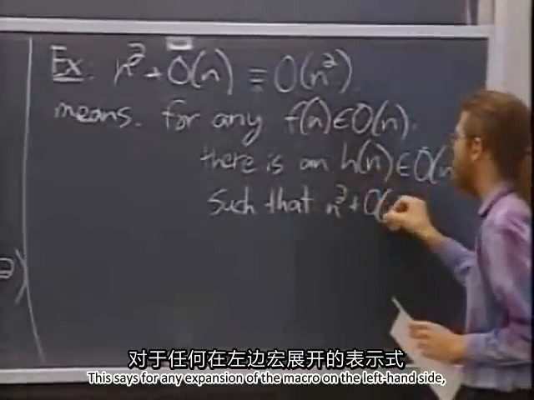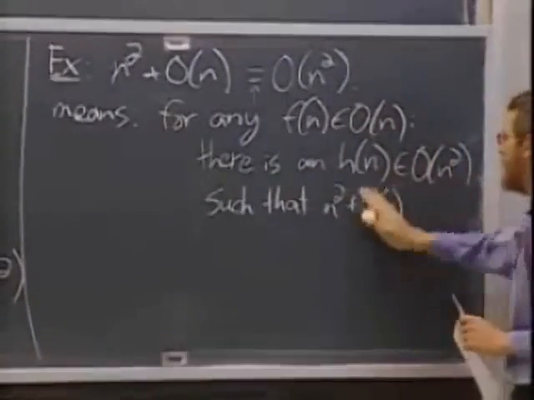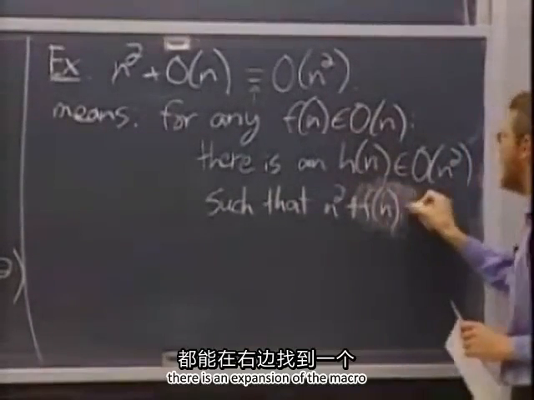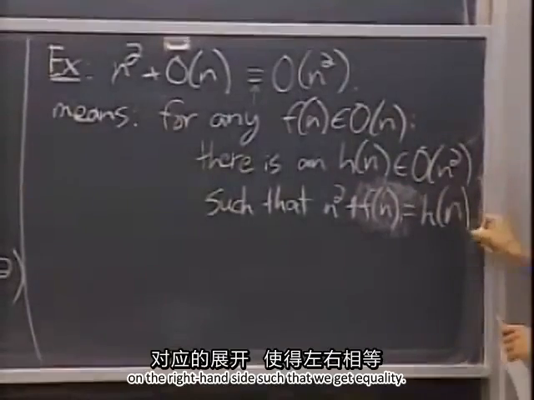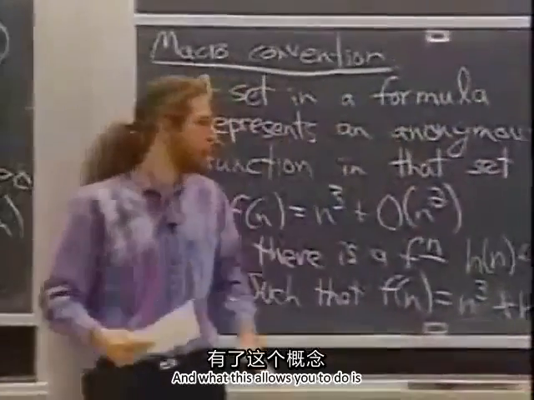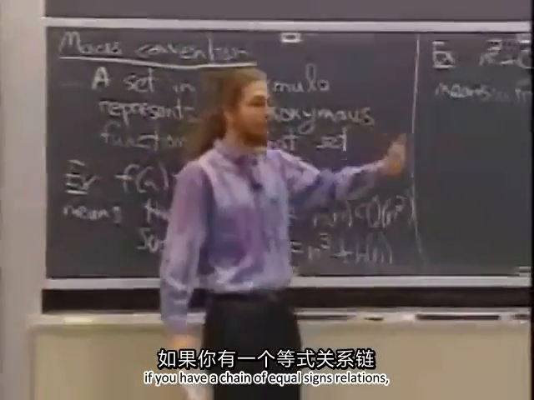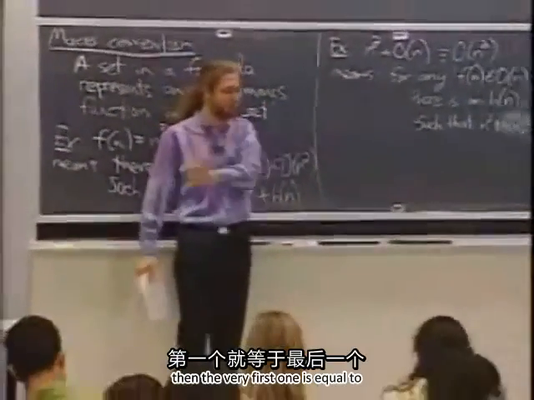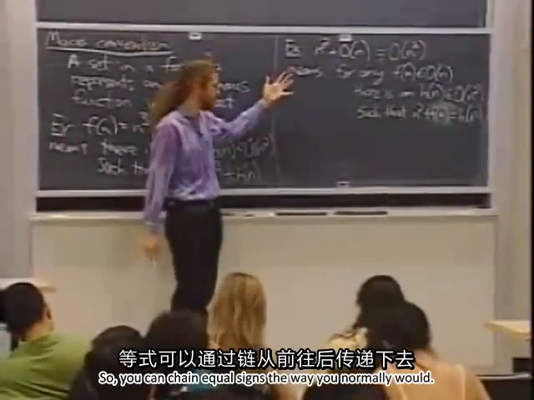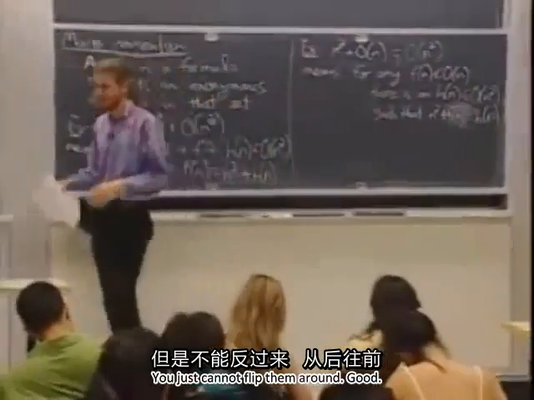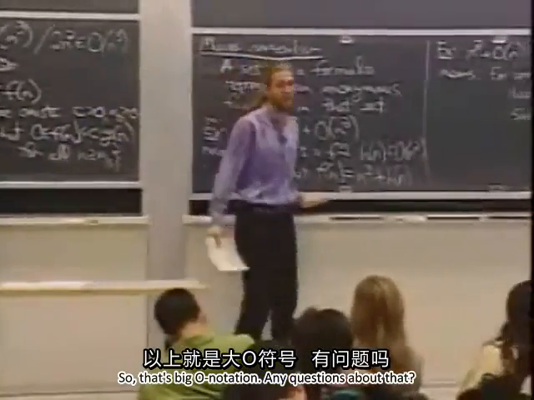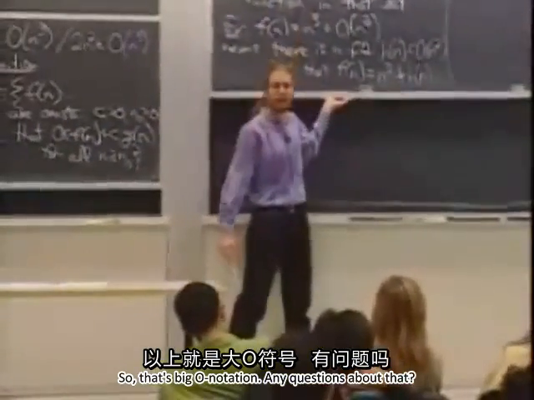So this says for any expansion of the macro on the left-hand side, which would be f of n, there's an expansion of the macro on the right-hand side such that we get equality. And what this allows you to do is if you have a chain of equal sign relations, a chain of is's, then the very first one is equal to or bounded by the very last one. So you can chain equal signs in the way you normally would, you just can't flip them around. Good. So that's big O notation. Any questions about that?